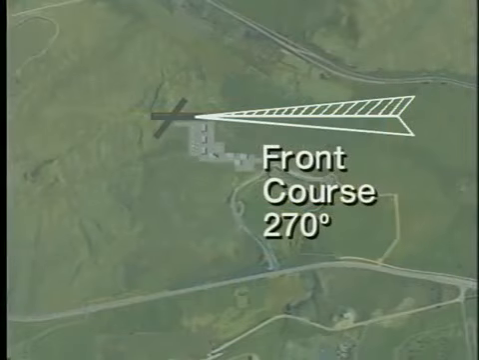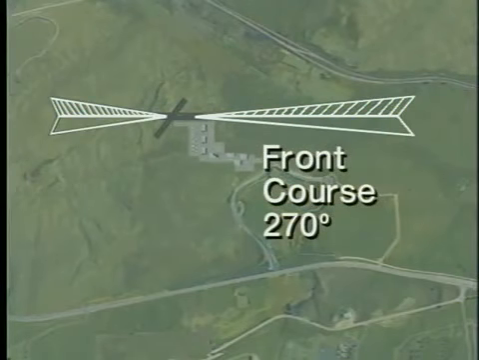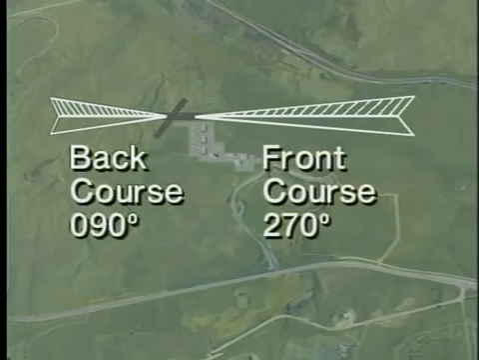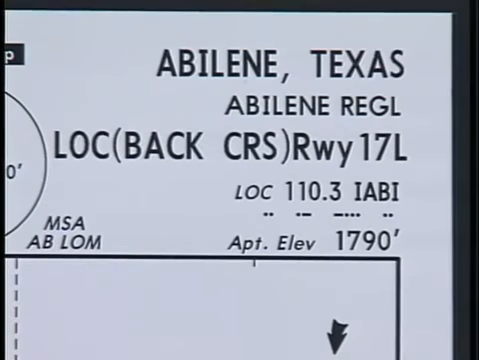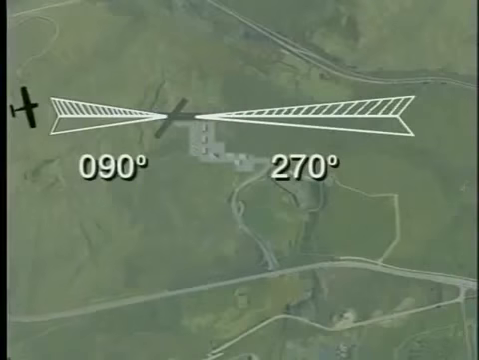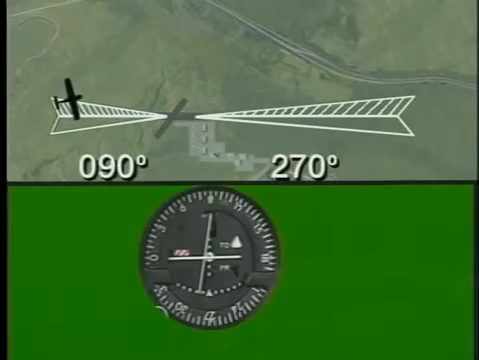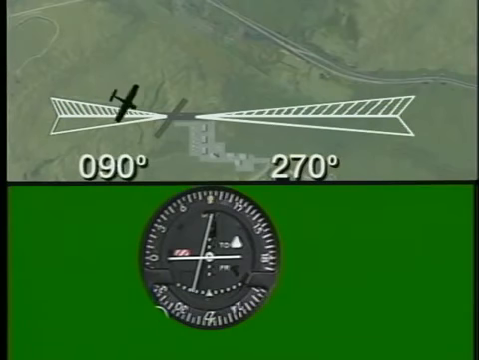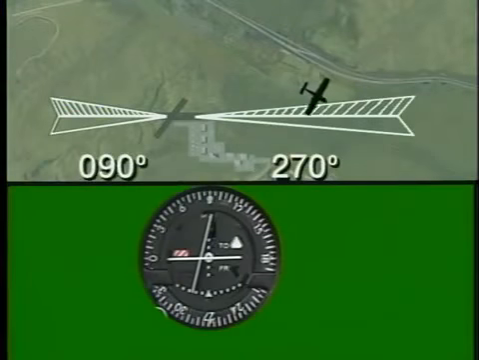The localizer also transmits a signal in the opposite direction, which is called the back course. Navigating on this segment requires special considerations. The only time you are authorized to navigate along a back course is when an approved instrument approach procedure exists and you have a clearance to fly the procedure. When you fly inbound on the back course, you experience reverse needle sensing on the indicator. This means you have to fly away from the needle to return to the localizer. Reverse sensing also occurs when you fly outbound on the front course.